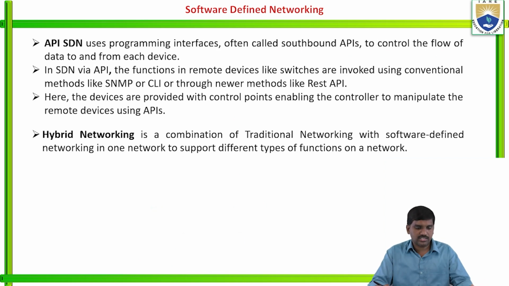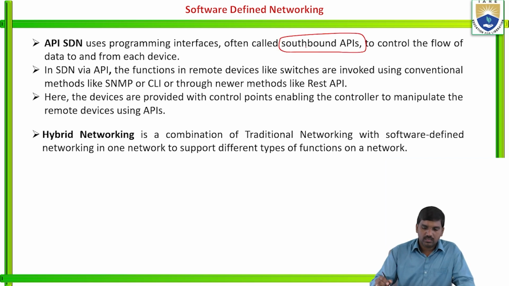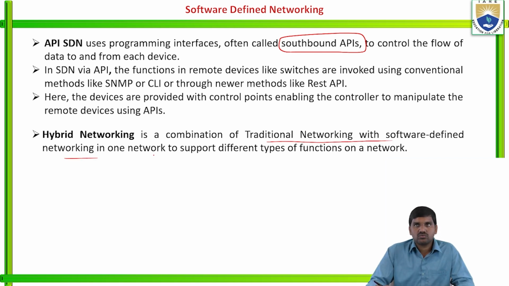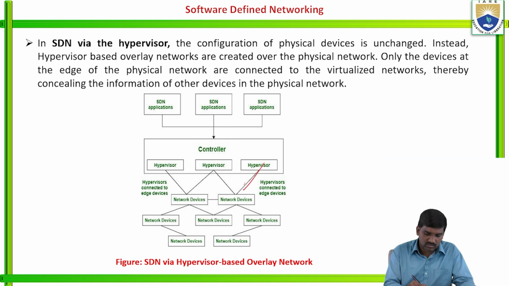Next is API SDN, application programming interfaces software defined networking. It is also called a southbound API, to control the flow of data to and from each device. Here hybrid networking is a combination of traditional networking with software defined networking in one network, supporting different types of functions on a network. And SDN via hypervisor. Here by using a hypervisor, we can connect the network devices from the controller part.